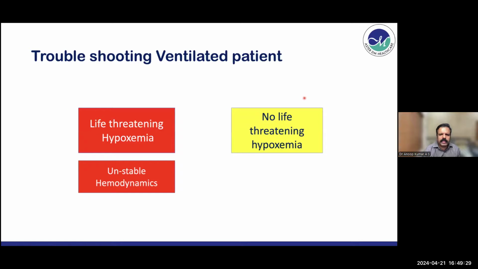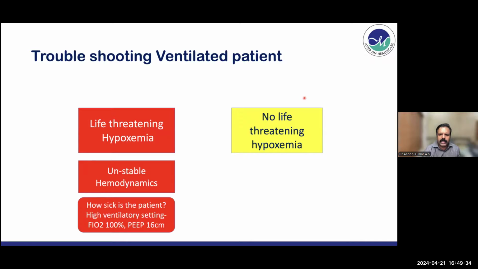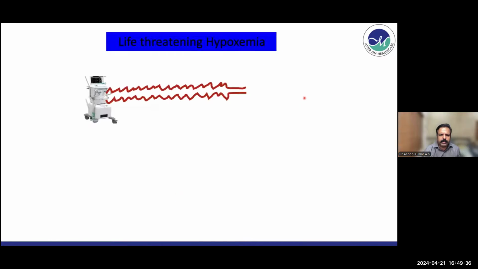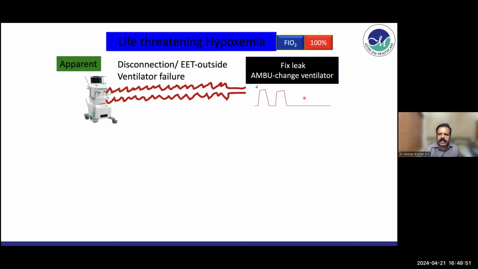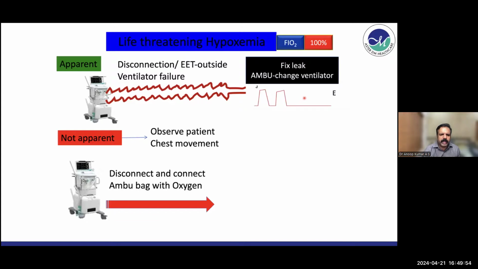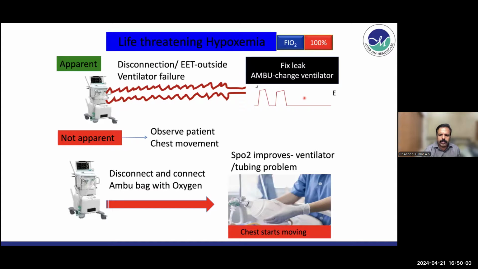A clinical method of troubleshooting, I've already told you, like life-threatening hypoxia, all those things you should be able to interpret immediately. In life-threatening hypoxia, the first thing you have to do is immediately increase the FiO2 to 100%. See whether there is any disconnection in the tube or a ventilator failure, or you change to the ambu bag, and observe the patient for chest movement. And if it is still not working, disconnect and connect an ambu and oxygen.